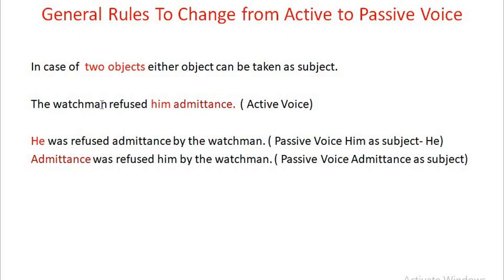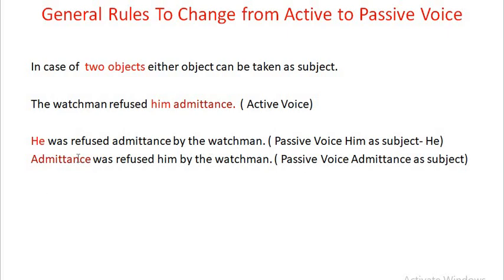And this one is subject, this one will be retained object, okay, and this one will be again object. So this way you can make it. And in this sentence, him has been taken as subject and admittance is retained. Watchman is the another object.